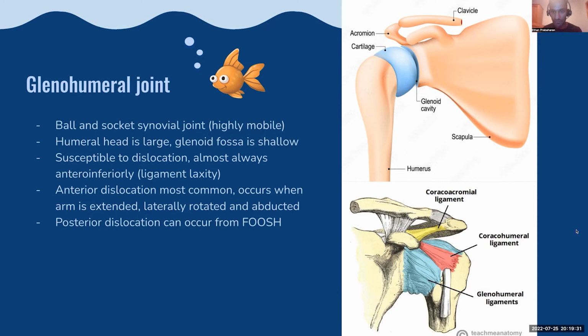And we've got the three main ligaments supporting the shoulder joint here. The coracoacromial ligament, which prevents the humerus from moving superiorly. The coracohumeral ligament, which prevents it from moving laterally. And the glenohumeral ligaments, which are quite weak. So there's not a whole lot of support in the anterior inferior direction, which is why dislocation is common there.